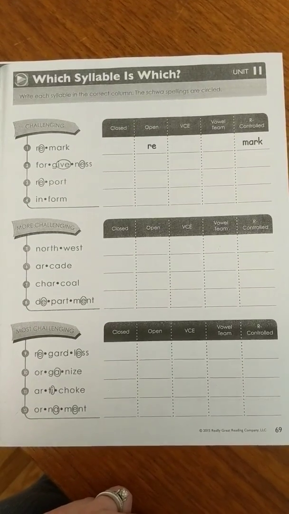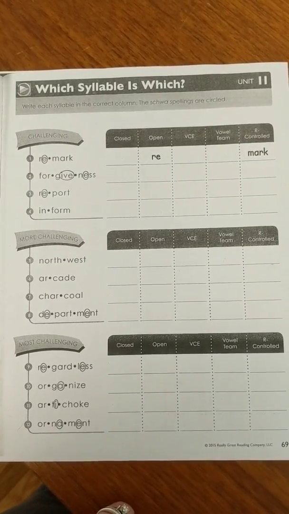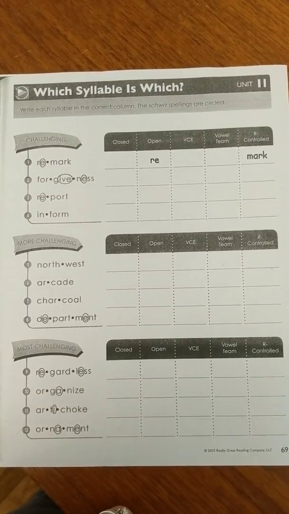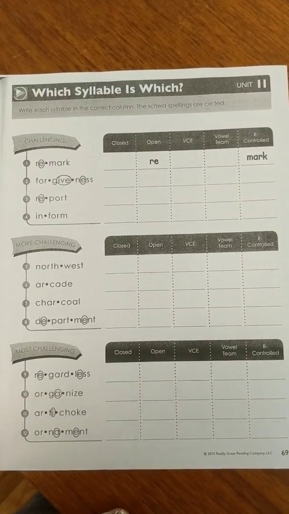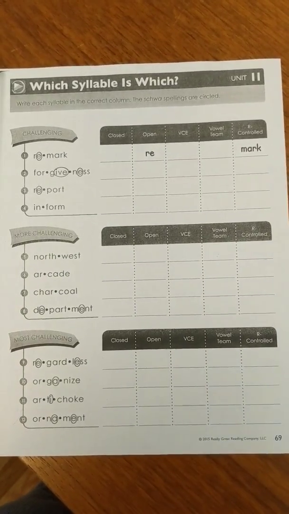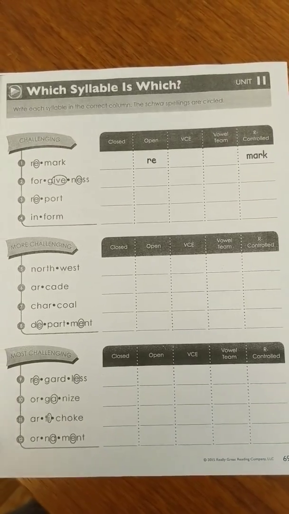Hello there and welcome to the first phonics page of the week 3 packet. So you'll see unit 11 up at the top and page 69 down at the bottom. They want us to write each syllable in the correct column, and they have circled the schwa spellings for us. So let's do a quick review of each of the syllable types.